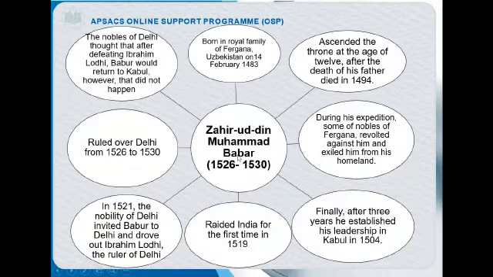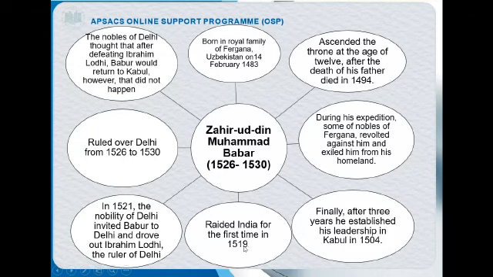Let's know about Zahiruddin Muhammad Babar, who ruled from 1526 to 1530. He was born in a royal family of Fargana, Uzbekistan on 14 February 1483. He ascended the throne at the age of 12 after the death of his father, who died in 1494. During his expedition, some of the nobles of Fargana revolted against him and exiled him from his own homeland. Finally, after 3 years, he established his leadership in Kabul in 1504.